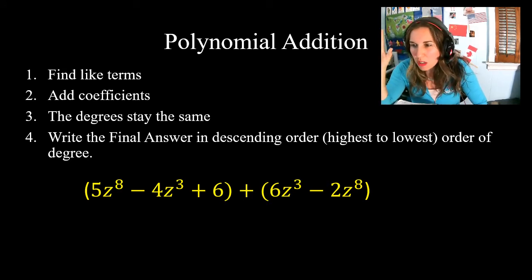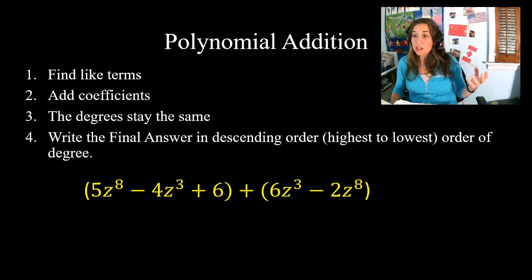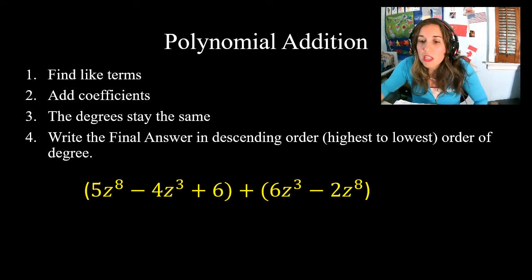And that was a lot of words, so let's just do an example because I find that math is much easier to understand when you actually just do many, many examples over and over and over again. So let's take a look at an example. Here I have quantity 5z to the 8th minus 4z cubed plus 6, plus the quantity 6z cubed minus 2z to the 8th. Now the reason that I chose this example was because I pulled it right from our previous slide, so it should look sort of familiar, and that first step should be pretty easy for us.